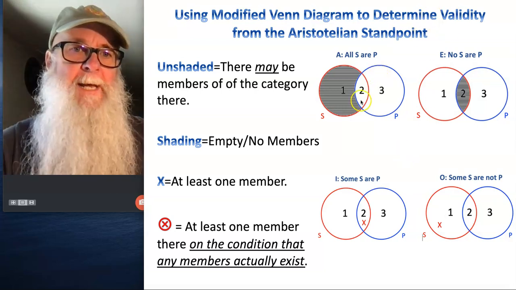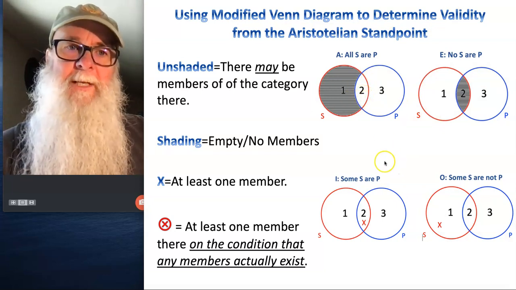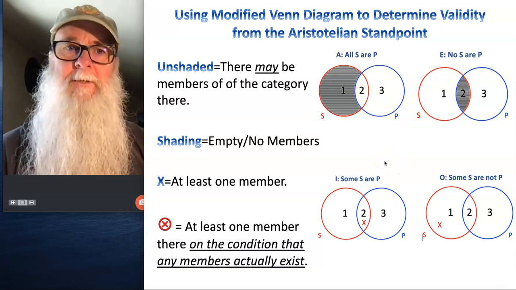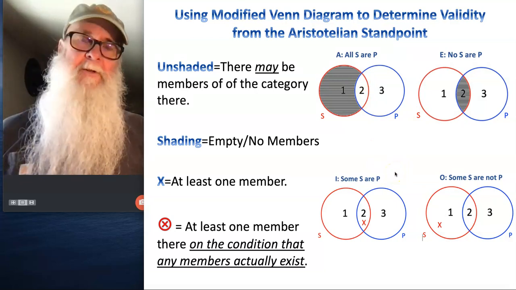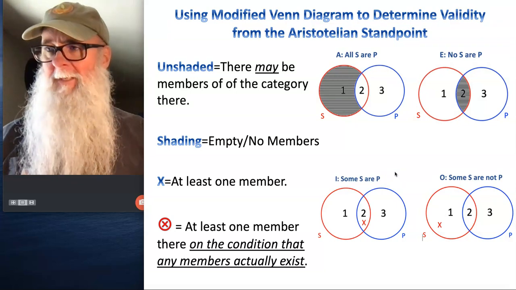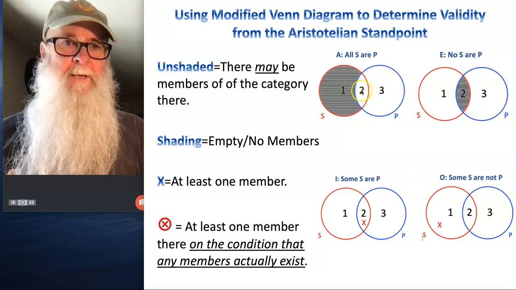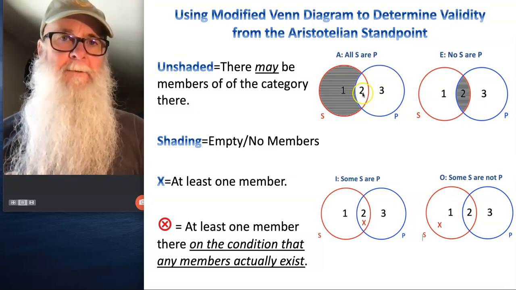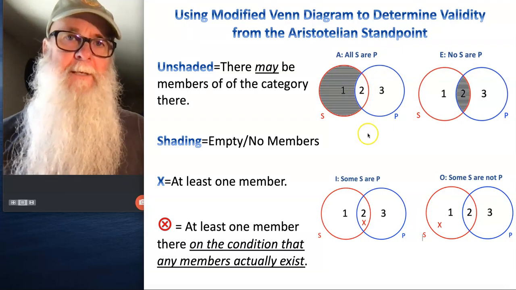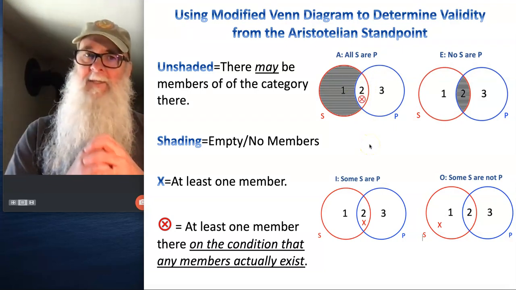So when you look back at area 2 of our A statement, that's the only place where any S's can be, because all the S's are P. So from the Aristotelian standpoint, if we only make claims about things that exist in reality, and all S are P is our claim, then doesn't that mean that all the S that exist have to be right here in area 2? And if they're all in area 2 and they actually exist, then wouldn't there have to be at least one there? And that's what that circled X is saying.